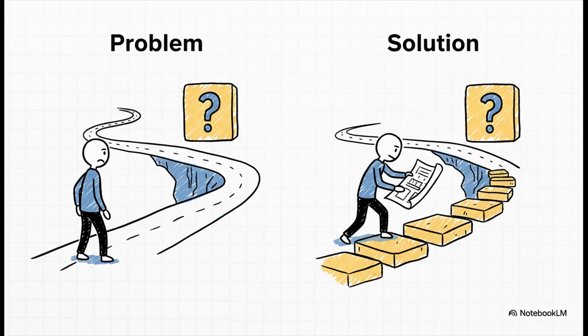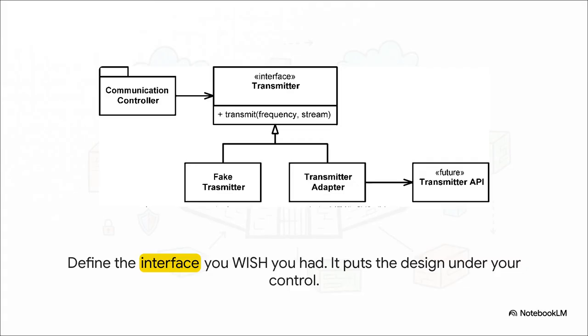Absolutely not. You define the boundary yourself. The big idea here is a total game changer. You don't wait for them. You design the interface that you wish they would give you. So in this diagram, we've created our own transmitter interface. It's clean, it has exactly what our communication controller needs, and, this is the important part, it's 100% under our control.